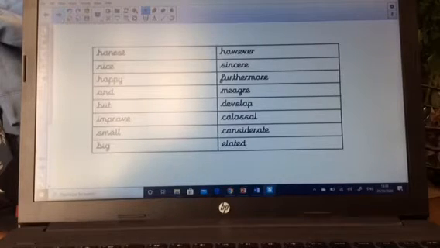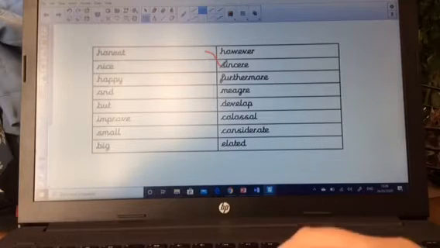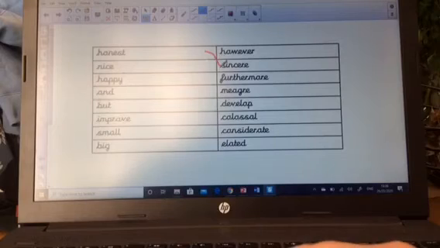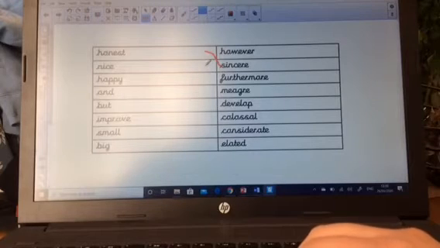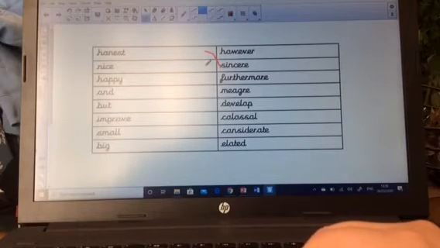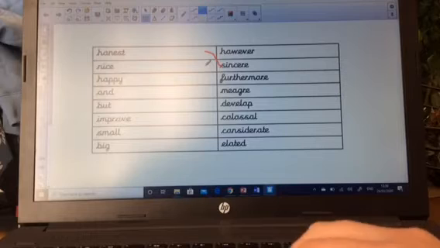Okay, let's have a look and see how you did. So, if we're going to match our words together, the word honest, I'm going to match that with sincere. Hopefully you remembered that from using the word sincere in Pig Heart Boy. So then we've got nice as our next word. So the words I'm left with are however, furthermore, meagre, develop, colossal, considerate or related.